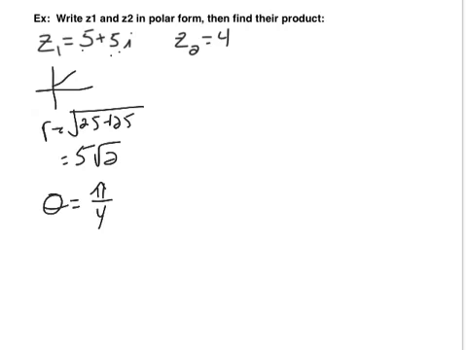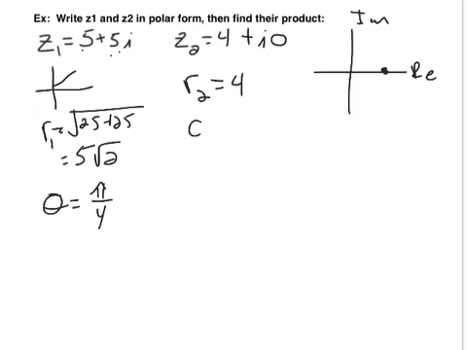For the second one, z2 is just the value of 4. That means the imaginary part is 0. So if you were thinking about this, it's sitting over here on the real axis, and there's the imaginary part. So the first radius, the second radius is 4, and this argument is going to be 0. So to multiply them together, I need r1 times r2. That is 5 radical 2 times 4, which is going to give you 20 radical 2.